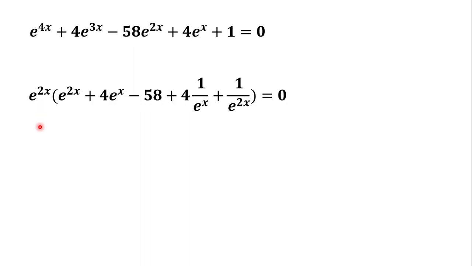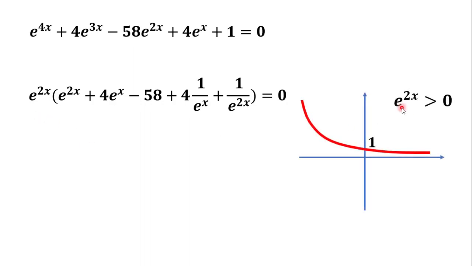Because e to the power 2x is always greater than 0, and this is a function that for negative and positive values gives us a positive number. e to the power 2x is always greater than 0, so we cannot write e to the power 2x equals 0. In the next step, we can write this expression equals 0.